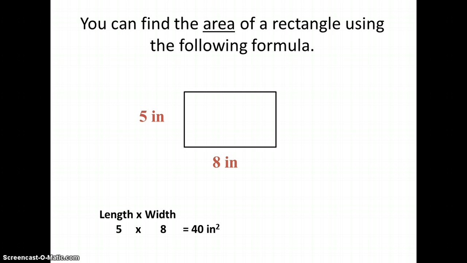Area is much simpler because there's only one formula. You find the area of a rectangle using the formula length times width. So this rectangle, with a length of 5 and a width of 8, I would simply multiply 5 times 8 to get 40 inches squared.